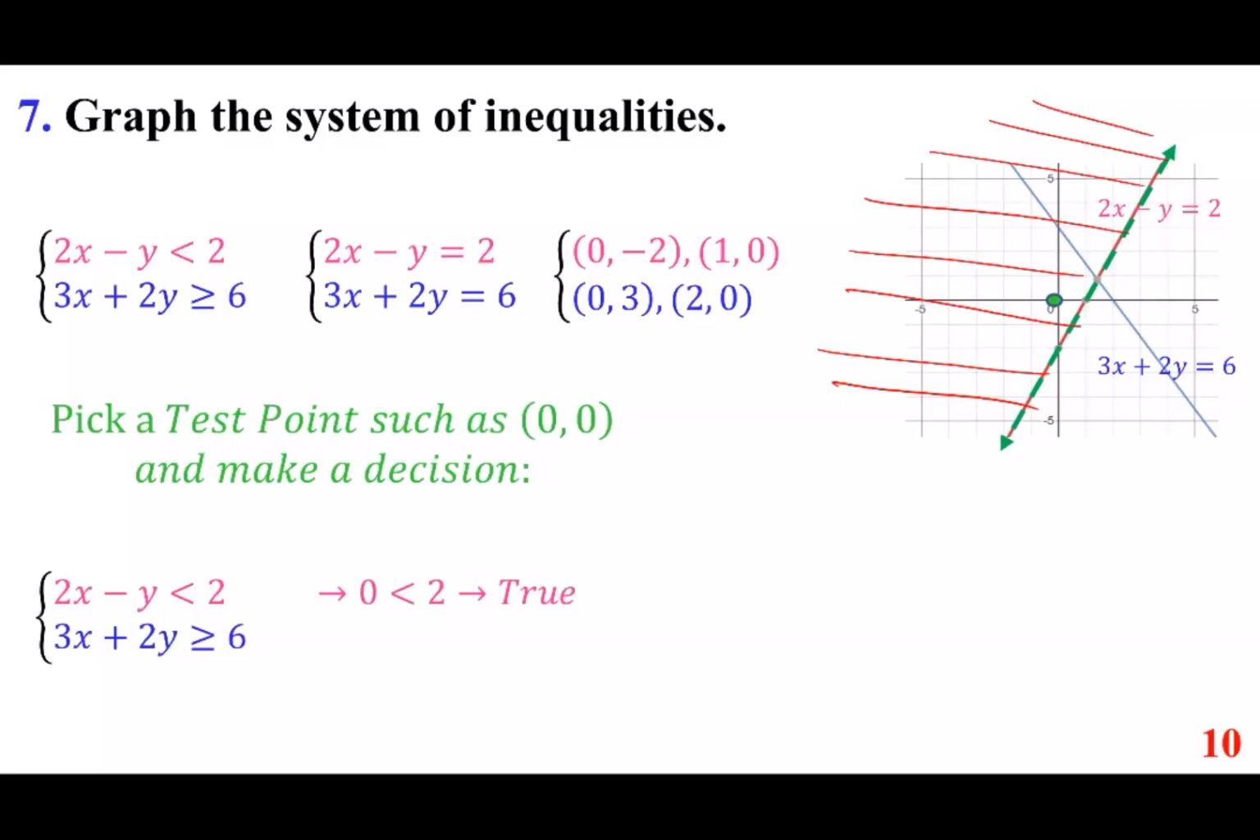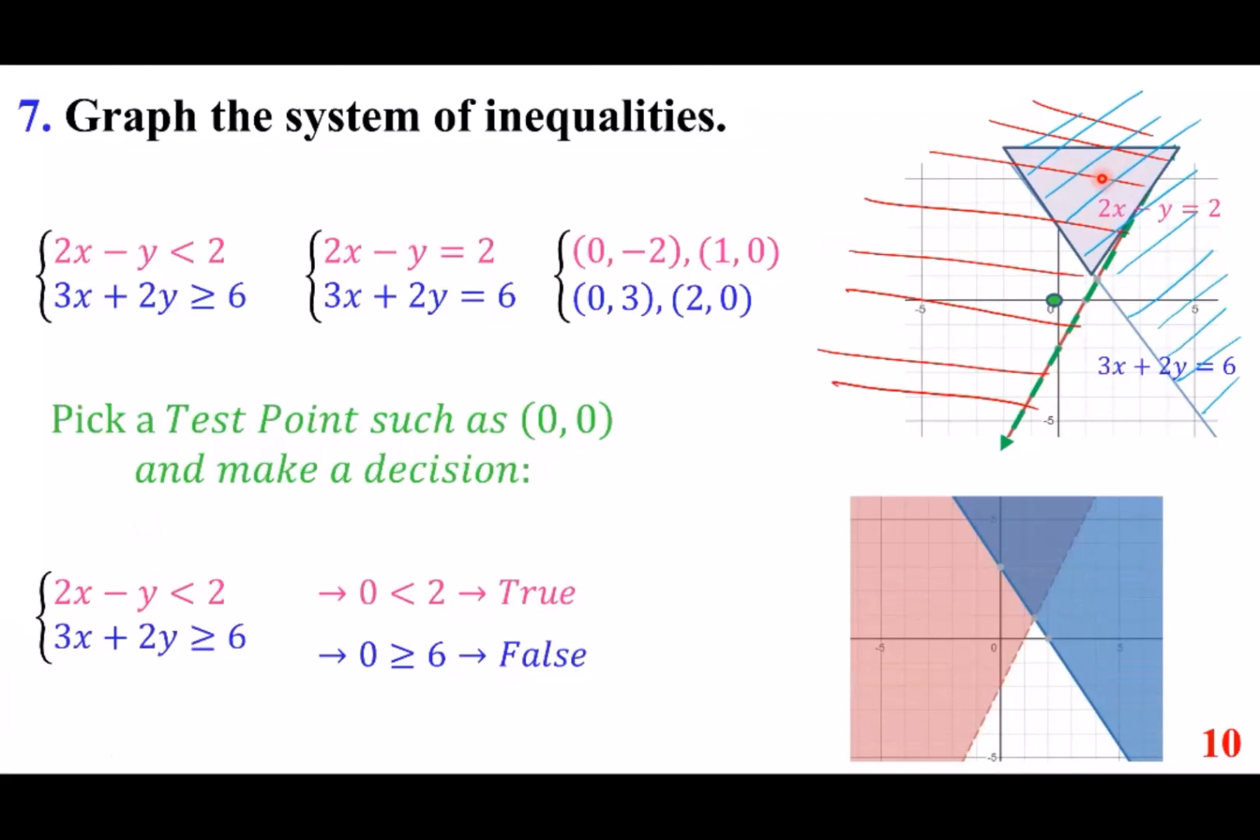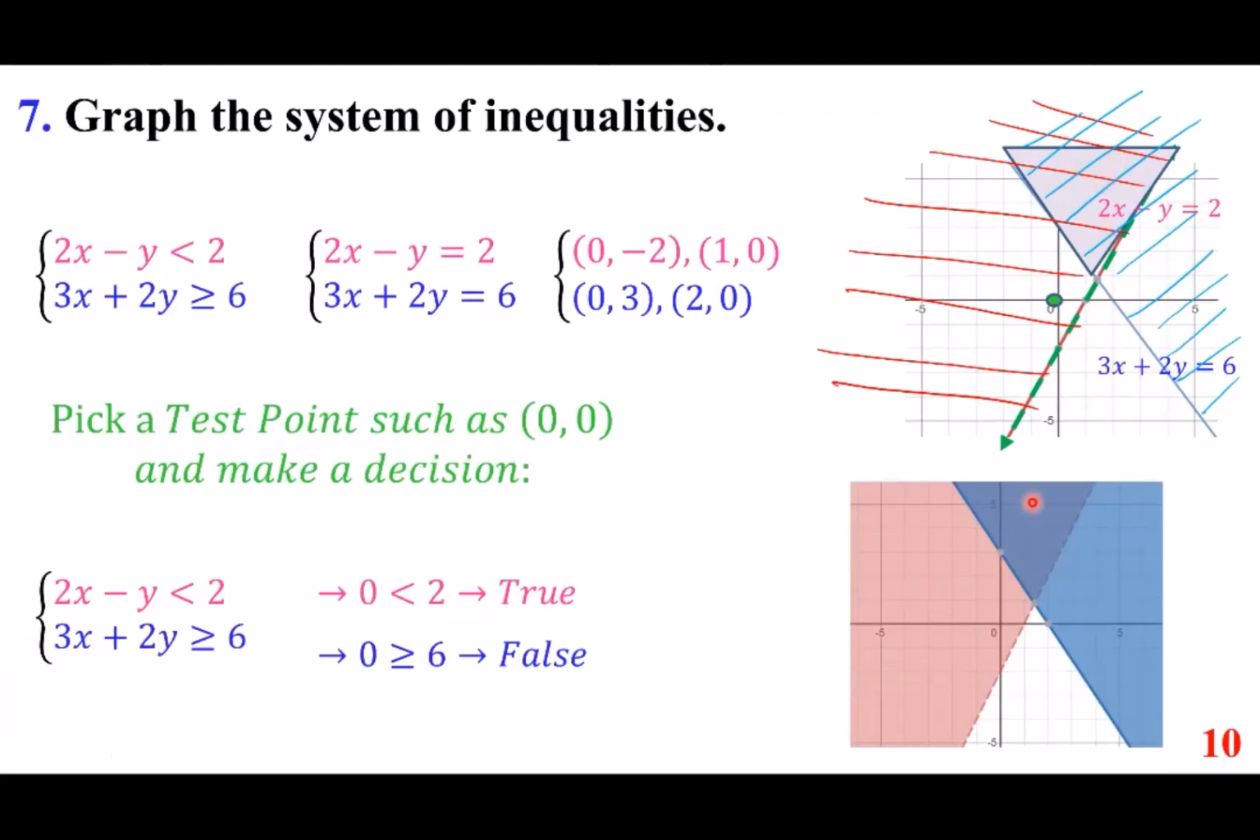And the second one, the blue one, if I put 0, 0, 0 is larger than or equal to 6, that's a false statement. So that means for the blue one, this side is not the solution. It's the opposite side. Red and blue, that would be coming together, because there are 1, 2, 3, 4 regions, they come together here. And so we have this and this. This is the solution, this region. Okay, this one is the solution.